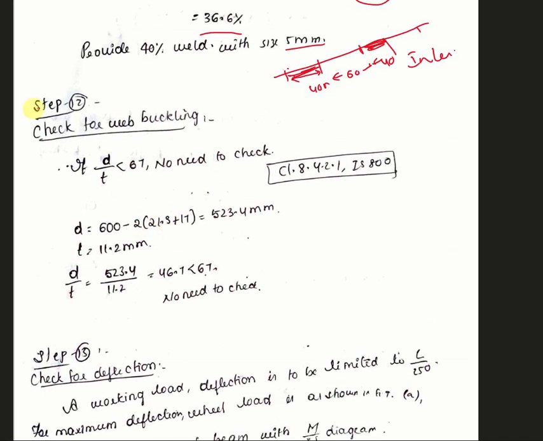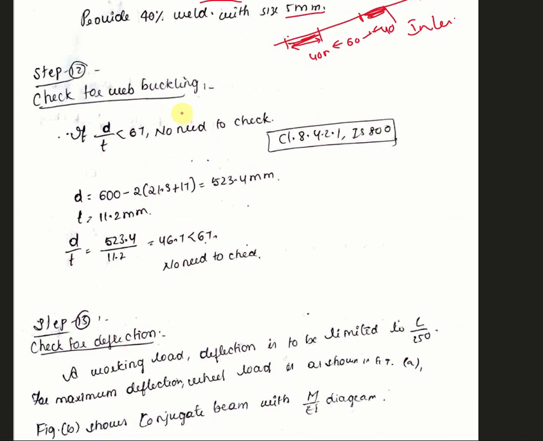Step 12 is to check for web buckling. If D by T is less than 67, no need to check. Let us check it first. So what is D? Depth is the overall depth of the I section, 600, minus the flanges we have to remove, that is 2 times 21.3 plus 17. We get it as 523.4. Thickness is 11.2 mm. So D by T, if you check it, is 46.7, which is less than 67. So no need to check.